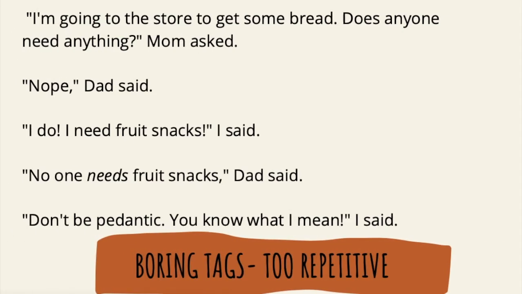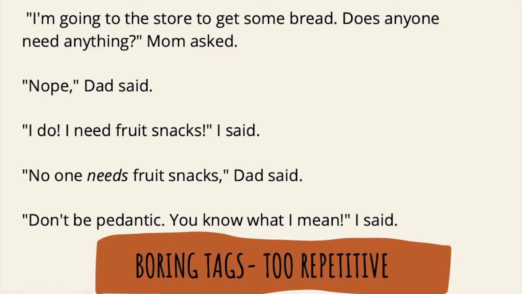So here, I fixed it. It's clear who is talking because I added in dialogue tags for each line. "Listen, I'm going to the store to get some bread. Does anyone need anything?" Mom asked. "Nope," Dad said. "I do. I need fruit snacks," I said. "No one needs fruit snacks," Dad said. "Don't be pedantic. You know what I mean," I said.